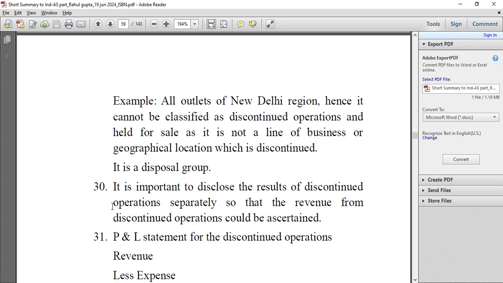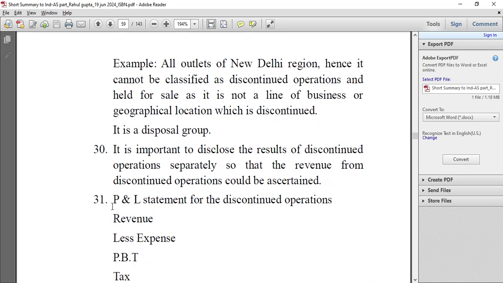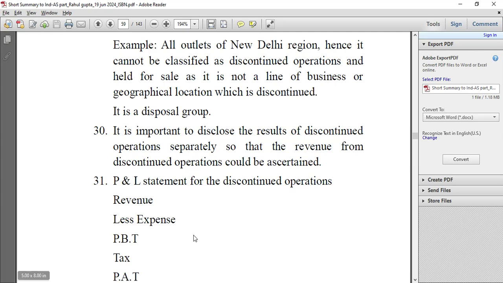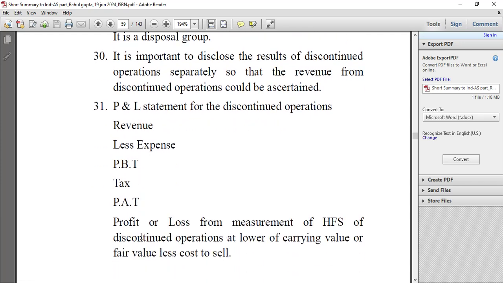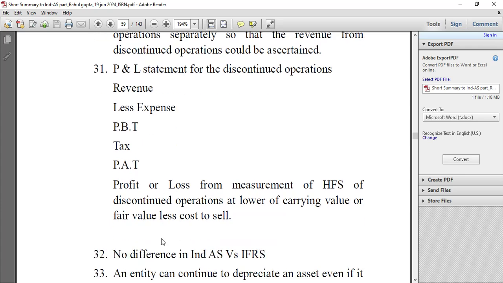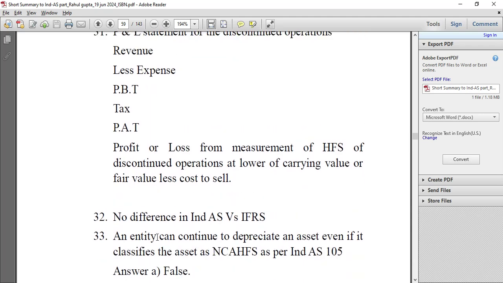It is important to disclose the results of the discontinued operations separately so that the revenue from discontinued operations could be ascertained. P&L statement for discontinued operations: revenue less expense (PBT), tax (PAT), profit or loss from measurement of HFS of discontinued operations at lower of carrying value or fair value less cost to sell. No difference in Ind AS versus IFRS.